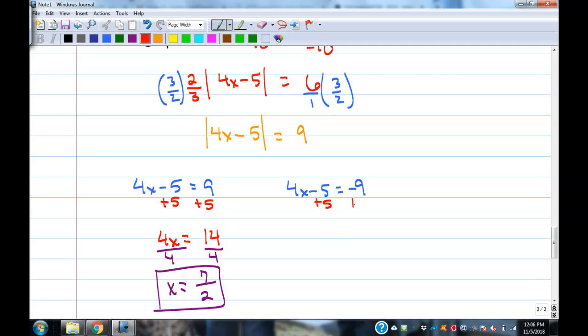Again, same operations, plus 5, negative 4. Last step, divide by 4. And what's negative 4 divided by 4? Negative 1. So there we get two answers. It's okay for one of them to be a fraction, one to not be. And it's okay to have negative answers. That's all part of the game there.